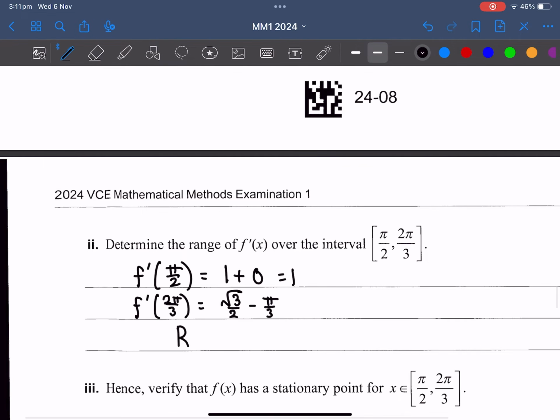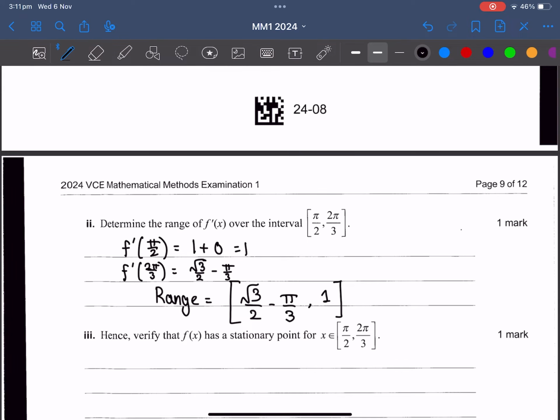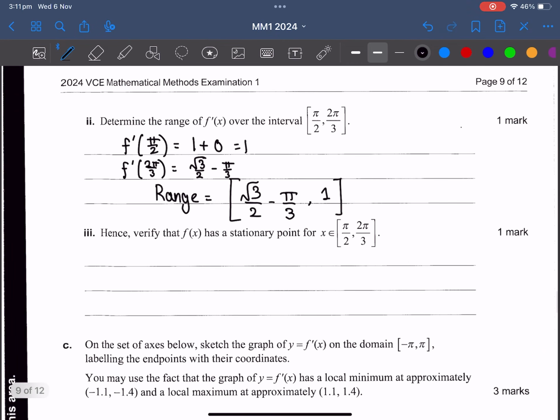So our range is equal to root 3 on 2 minus pi on 3 to 1. Okay. Hence verify that f of x has a stationary point for this.